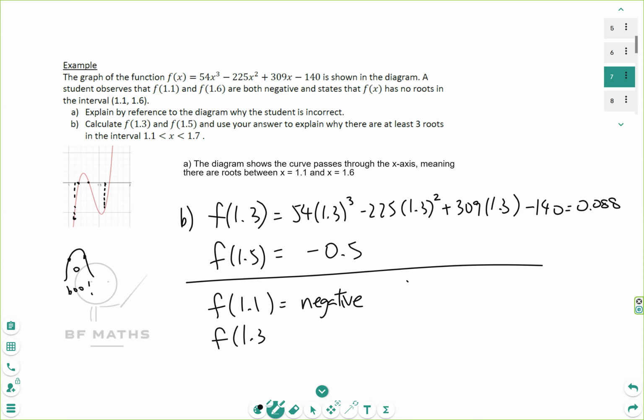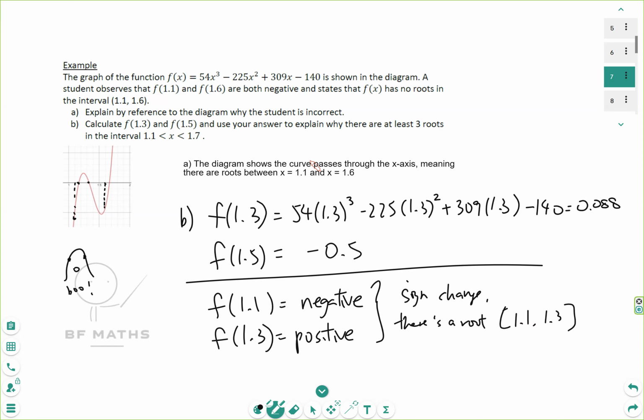F of 1.3 is positive. So sign change. There's a root between 1.1 and 1.3. We can say this because we have the graph to back us up, not because there are multiple roots. Okay, there's a root between 1.1 and 1.3.